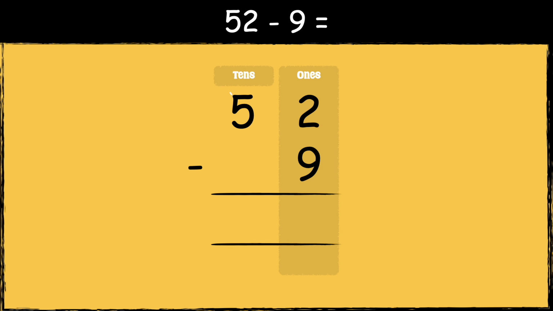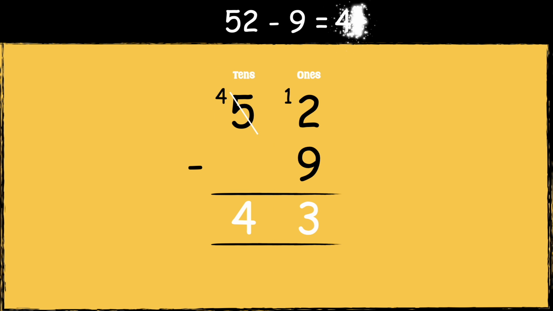When we borrow, the 5 tens becomes 4 tens. Now we've turned the 2 into 12, and 12 take away 9 gives us 3. Now we need to subtract the digits in the tens column. So we have 4 take away 0, which is 4. So the answer is 43.